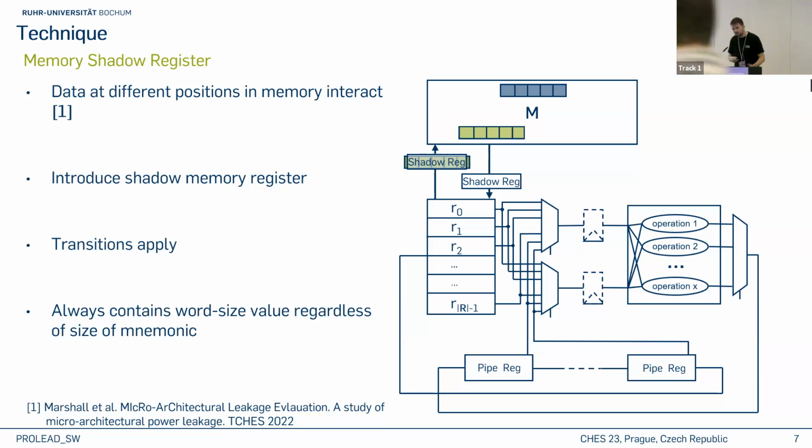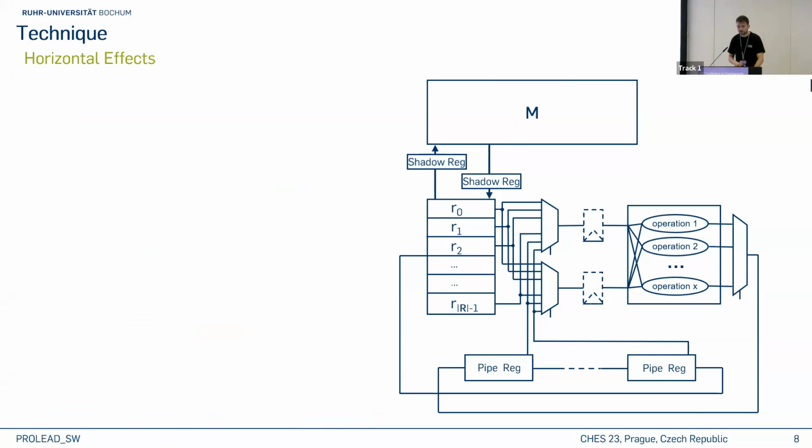We also specify this memory shadow register a bit more by saying that the shadow register always contains the full word size value. And this is regardless of the size of the mnemonic. So regardless if we are loading a byte or loading a half word, the shadow register will always contain a full 32-bit value.